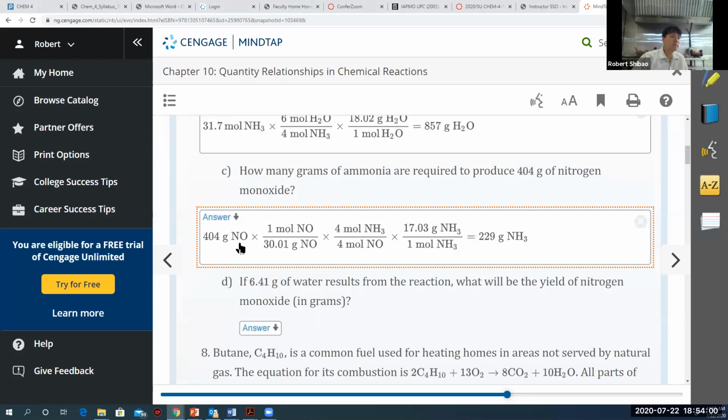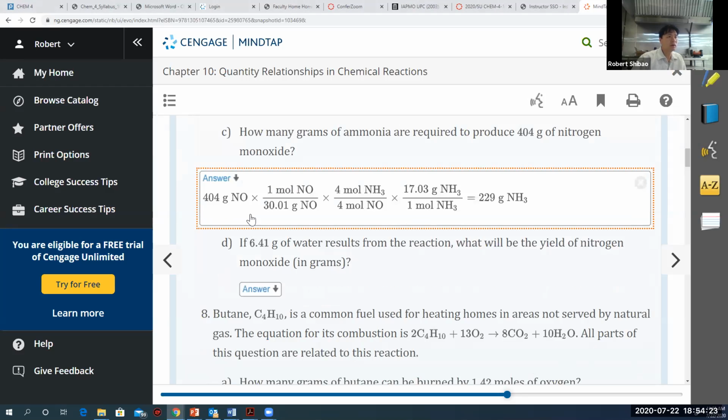And so grams of NO to moles of NO. Nitrogen's 14.01, oxygen's 16.00, so it's 30.01. It's a 4 to 4 mole ratio. And then ammonia, nitrogen's 14.01, 3 hydrogens is 3.03. So it's 17.03, 229 grams.